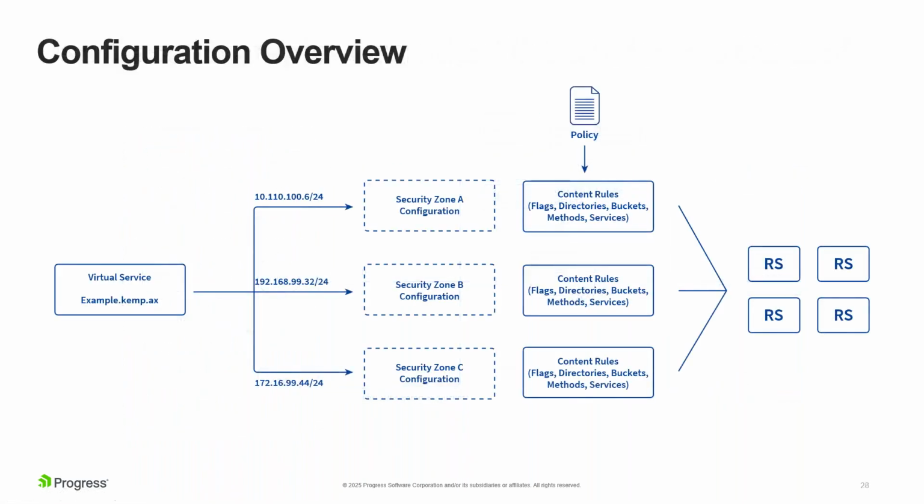And here, just an overview about this. So you have whatever service you have. You come from certain different networks. We make zones out of it. And then we have different content rules with flags, with directories, with buckets, with methods, with services, whatever, to decide what kind of access you will get to the backend systems and to what servers you are allowed to go. So you can make all of those decisions.